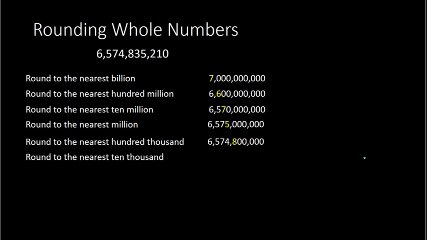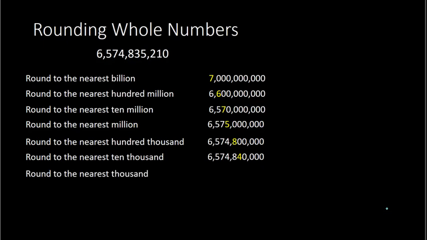Next we can round to the 10,000th place. So 10,000th place, we're trying to round this number, that is the 10,000th place, the 3. And to do that, I look at the number before the 3, which is the 5. So if it's 5 or bigger, I round the 3 up, and it is, so I'm going to round up to a 4. So this would round to 6,574,840,000.